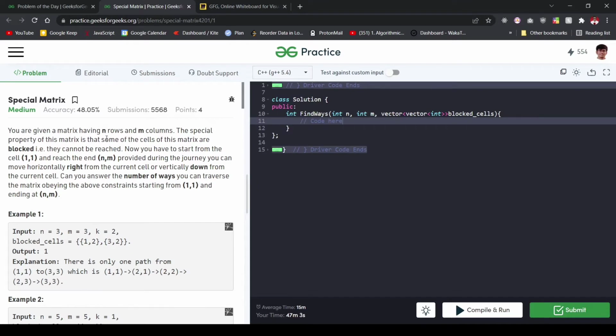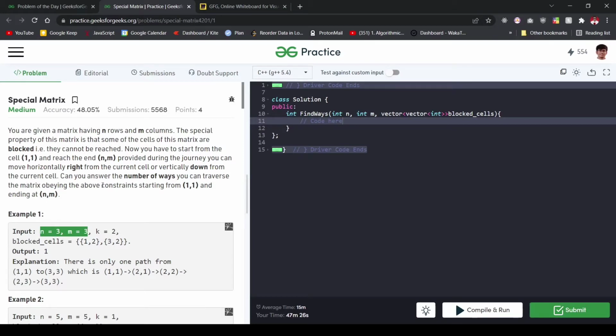In this problem, you are given a matrix having n rows and m columns, and the special property of this matrix is that some of the cells are blocked, and the blocked cells are represented by the vector blocked_cells, which has a few cell values, and the number of blocked cells is given by the integer k, and the size of the matrix itself is given by the integers n, m.